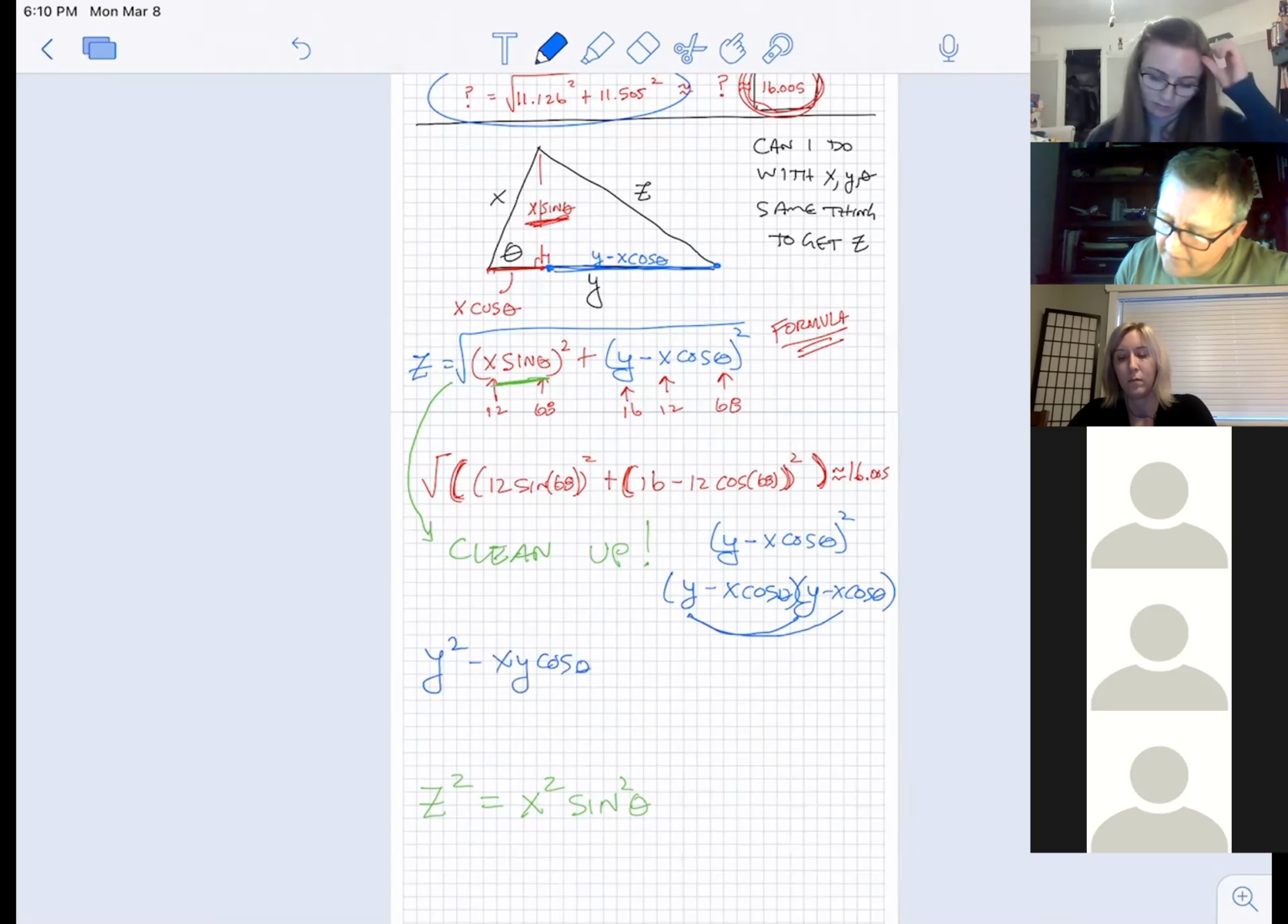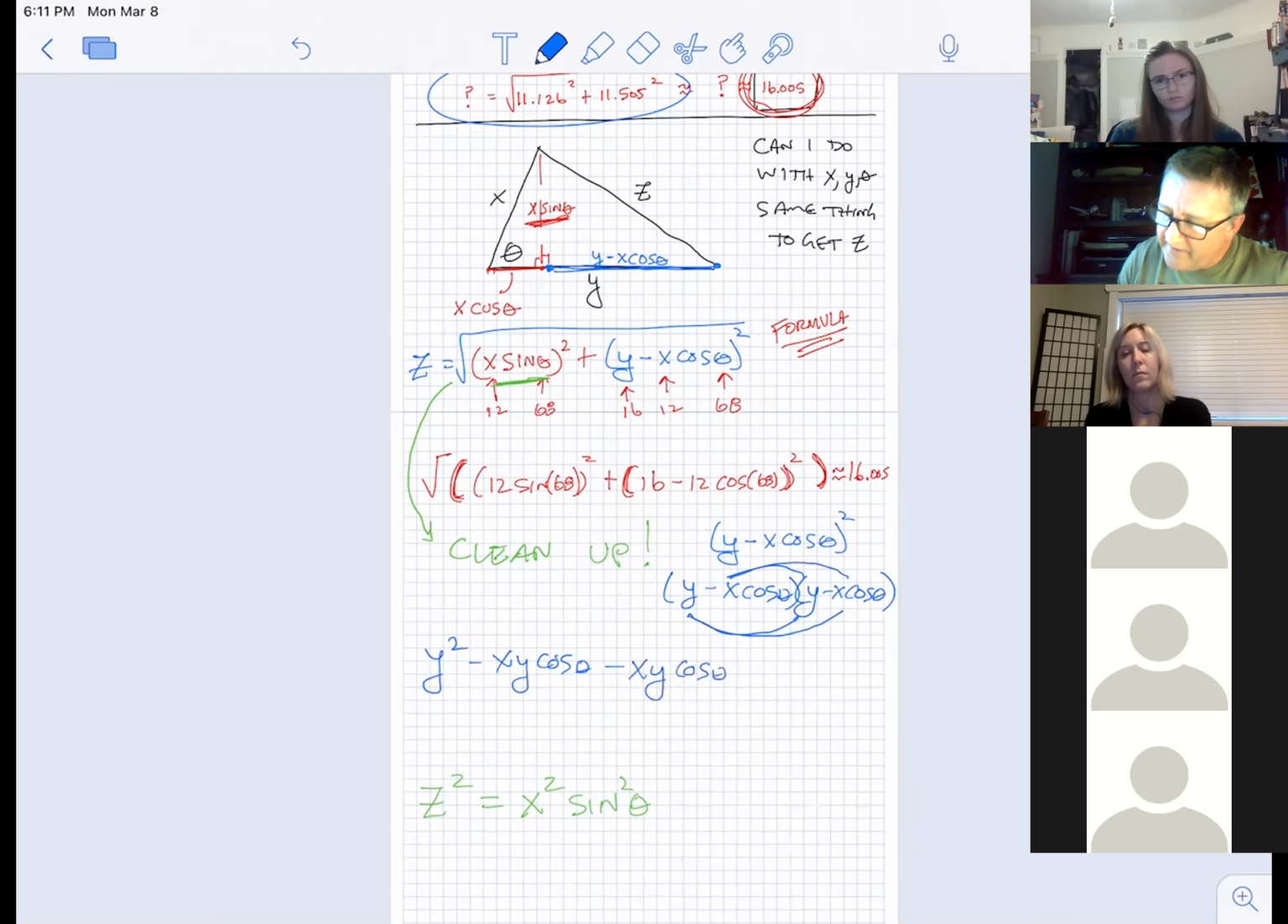And then interestingly, when you multiply this out, you get another one. You get another x times y times the cosine of theta. And then lastly, negative x times negative x is positive x squared. And cosine of theta times cosine of theta is cosine of theta squared.